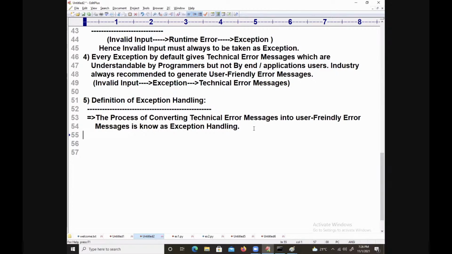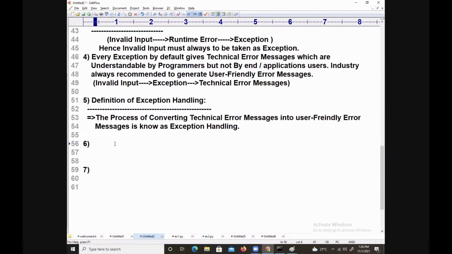Fine. Let us come to the next point. Sixth point and seventh point I am going to explain, and we must be so perfect in this area. Be perfect, my dear students.